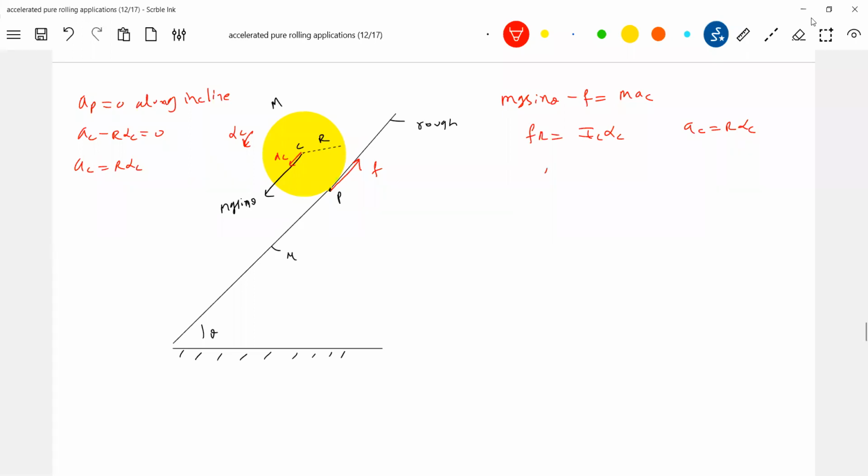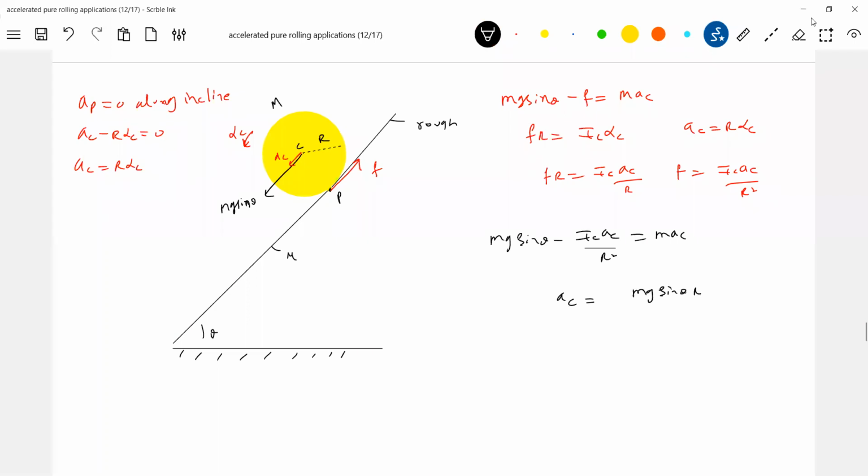So alpha C, what can you write it as? AC by R. Further, F is equal to IC AC by R square. That I'll substitute in the first equation. mg sine theta minus IC AC by R square equals m AC. So the acceleration is equal to mg sine theta R square divided by IC plus mR square. I think this we already know. If you apply a force at the center of mass, what is the expression for acceleration?